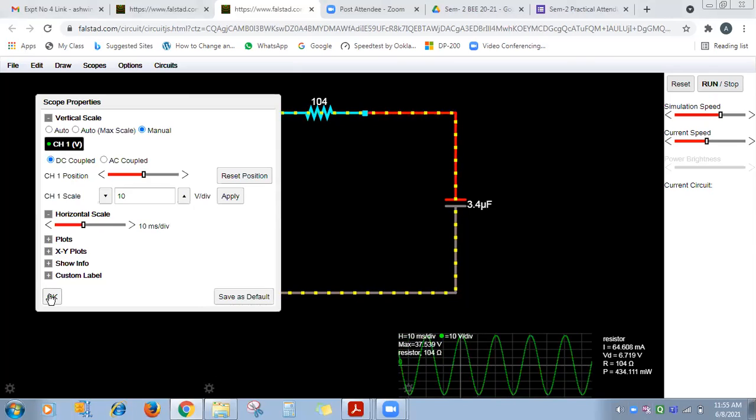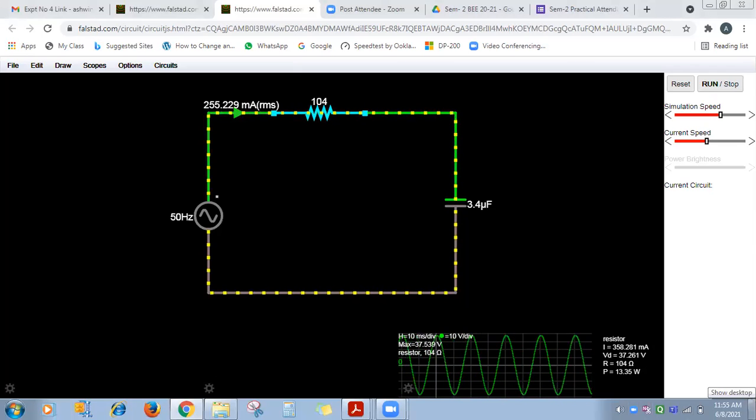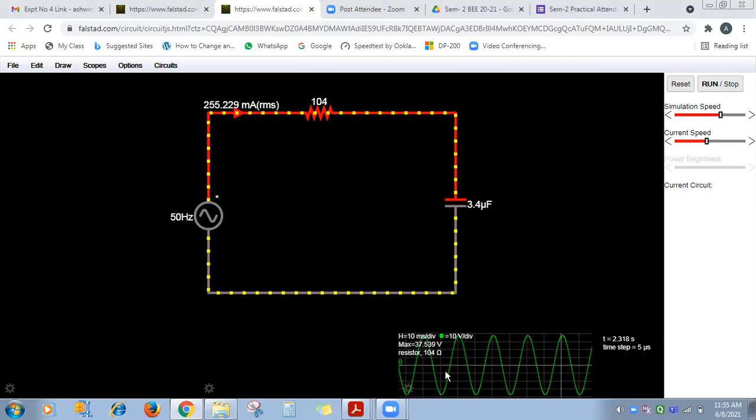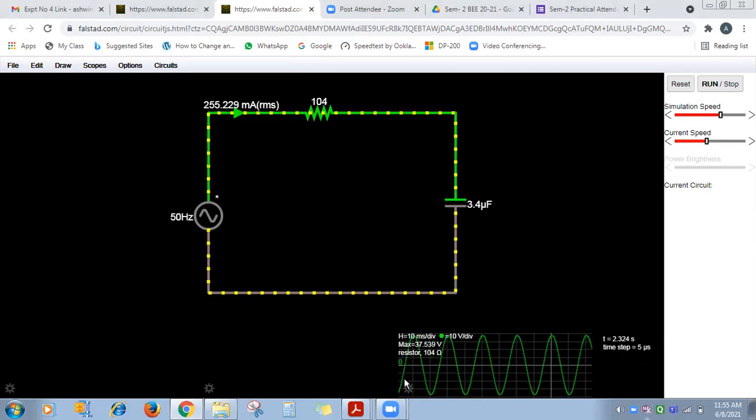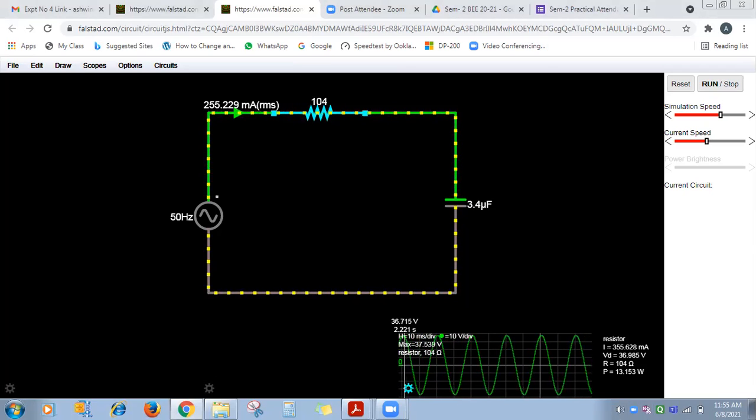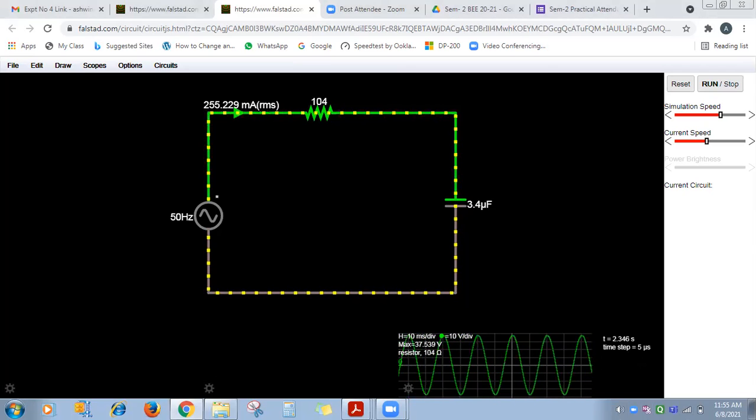So we'll click on OK because now the waveform is fine. Below the circuit, everyone can see the graph. On the graph's left side, three lines are there with some values written in them. The last one is resistor 104. Above it, the maximum voltage value is given, meaning these are the values related to the voltage drop across resistance 104.